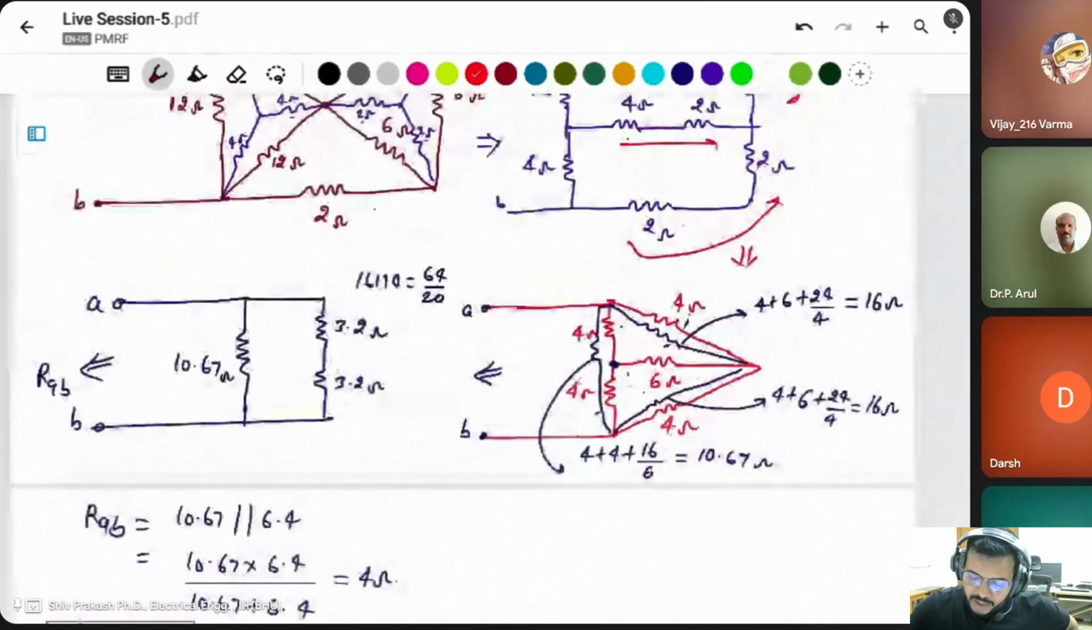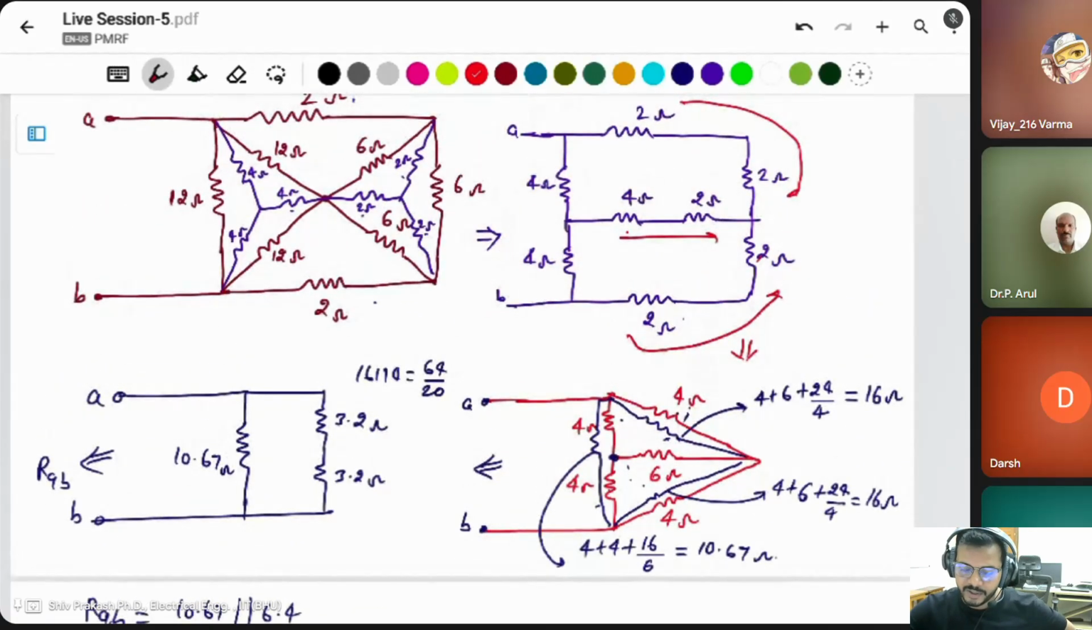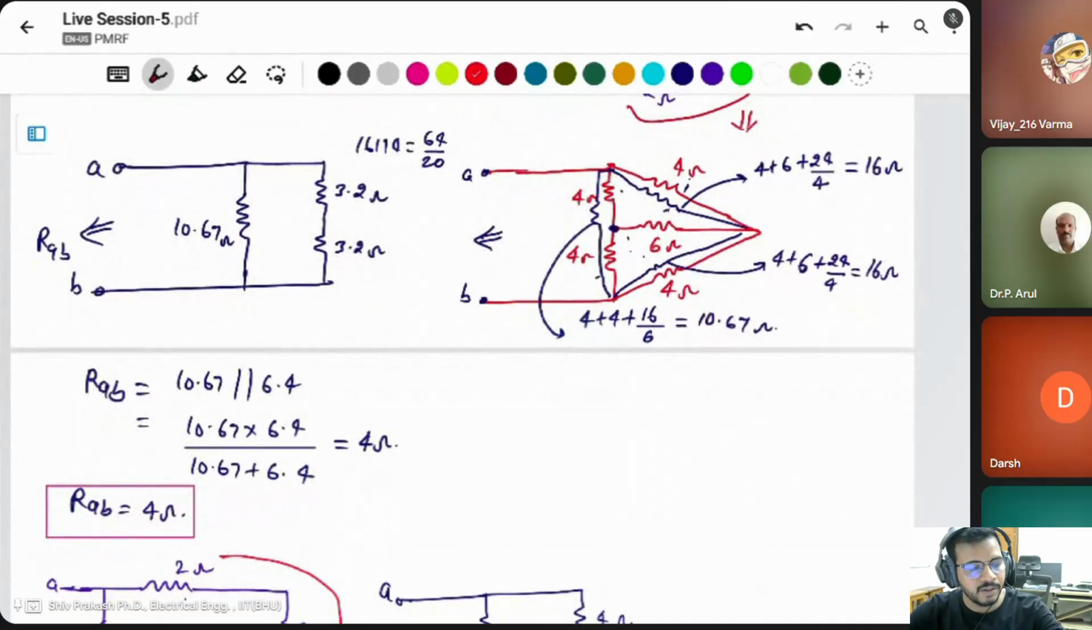No need to do this again. But if you do not understand, then simply start with a star delta conversion and convert this to find the final answer. Sorry. It's okay for all.